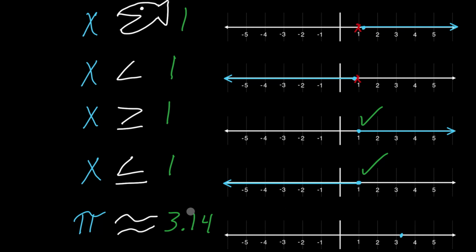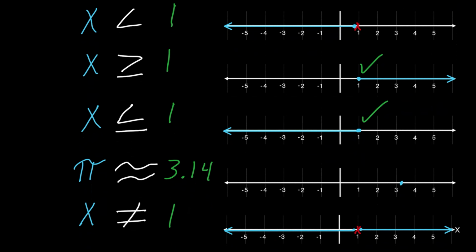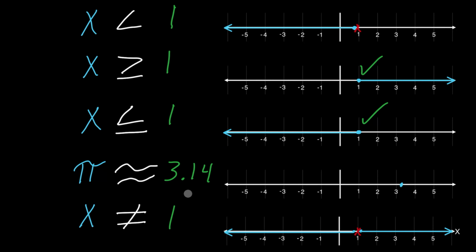And then we have the approximately symbol. It's approximately equal to 3.14. That means it's super big, but we kind of just shorten it and make it easier to understand. So it's about 3.14. If you wanted to graph it, it would be something kind of like that. And then x is not equal to 1. That means it can be any number right next to it or any number super close to it, but it's not equal to 1.